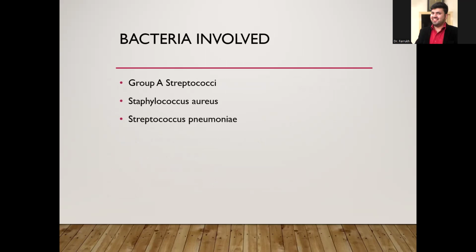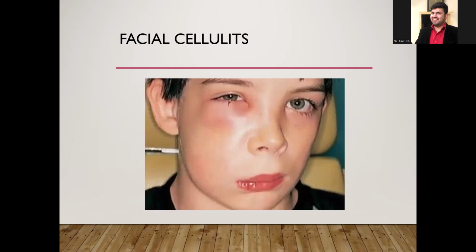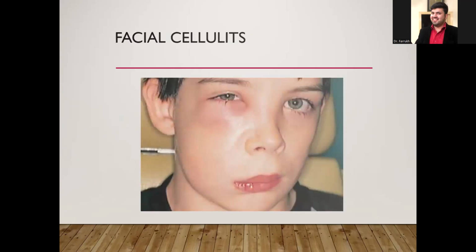So basically, the bacteria involved are group A Streptococci, Staphylococcus aureus, Streptococcus pneumoniae. This is a very important MCQ, and in the exam a UQ can also come. So I am saying, do prepare it very much. Group A Streptococci, Staphylococcus aureus, and Streptococcus pneumoniae are involved. Okay. So a patient with cellulitis can look like this, like facial cellulitis. Okay.